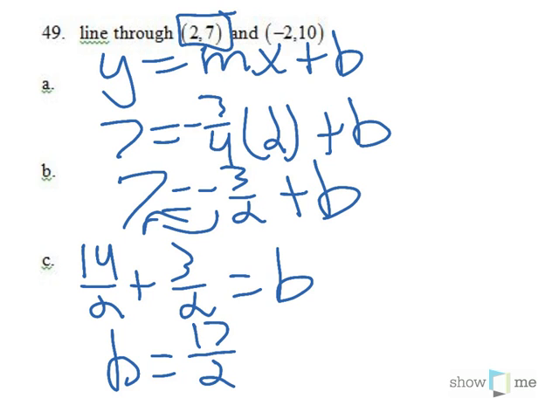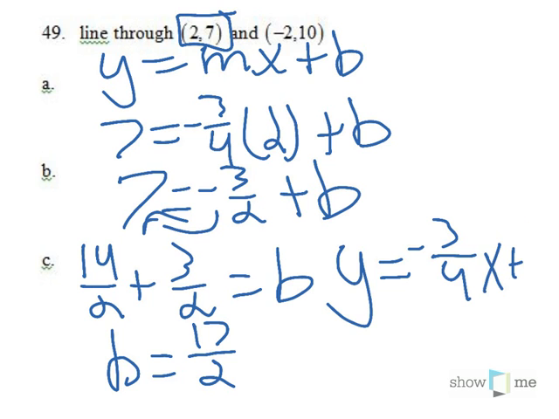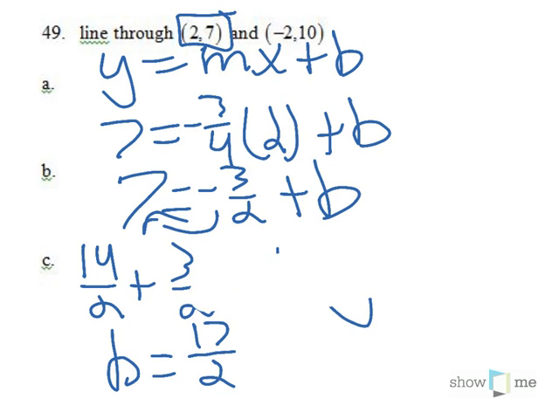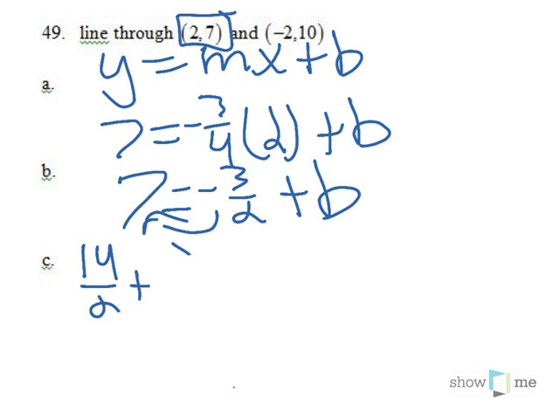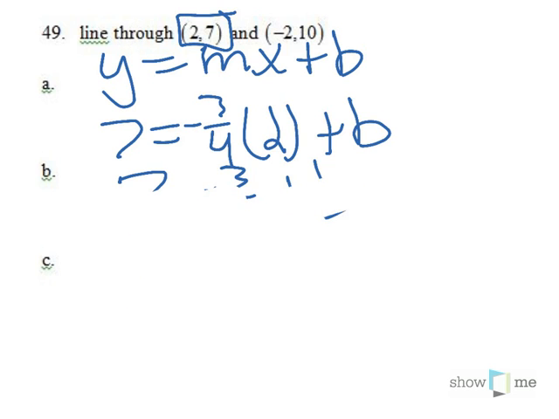Now that we have a b value, we can put it in the original and have our equation in slope-intercept form. So y equals the slope, negative 3 over 4 x plus, running out of room here, 17 over 2. That's the equation in slope-intercept form. The last part, part C, let's just erase here. Last part, part C, is asking for the equation in standard form.